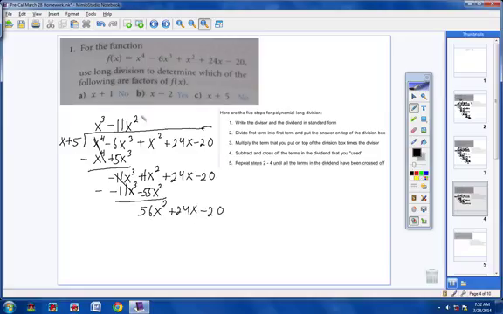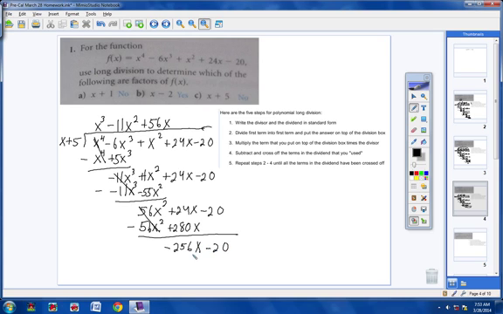And x would go into 56x squared, 56x times. 56 times x is 56x squared. And 56x times 5 would be 280x. Alright? We're going to subtract. These cancel. 24 minus 280 would be a negative 256. And I'm going to stop right there.